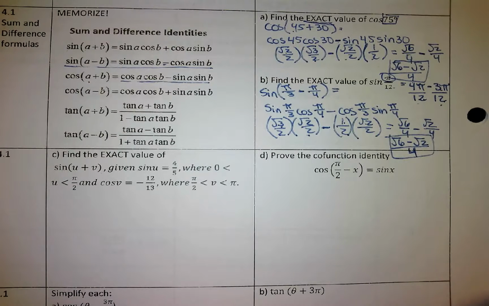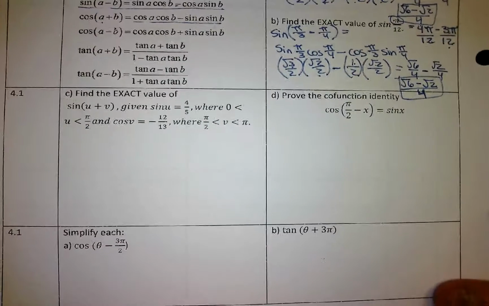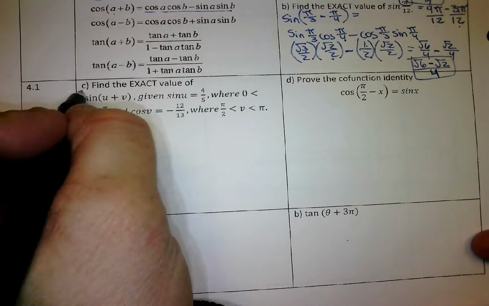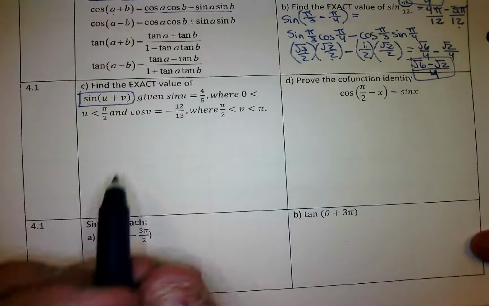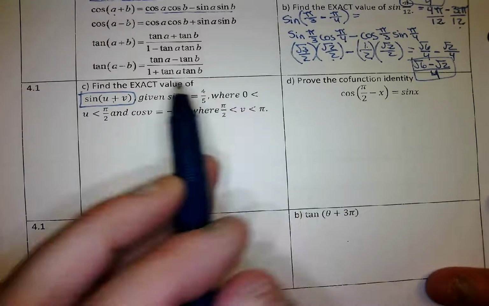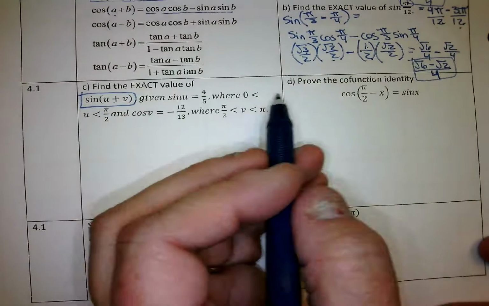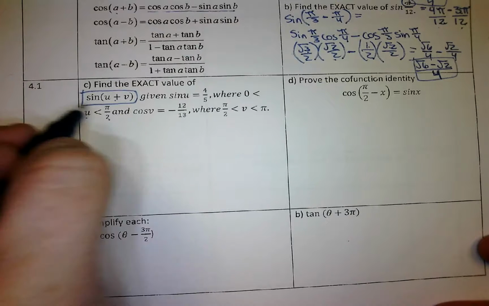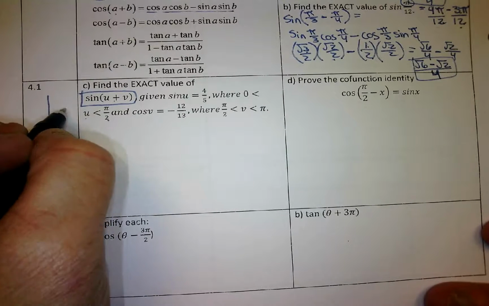So let's go on ahead and take a look at this next one. This next one says find the exact value of sine of u plus v. So we're still using our sum and difference formulas. In this case, it's going to be a sum identity. And we're given that sine u equals 4 over 5, where 0 is less than u is less than pi over 2. So we're going to have to draw this triangle.